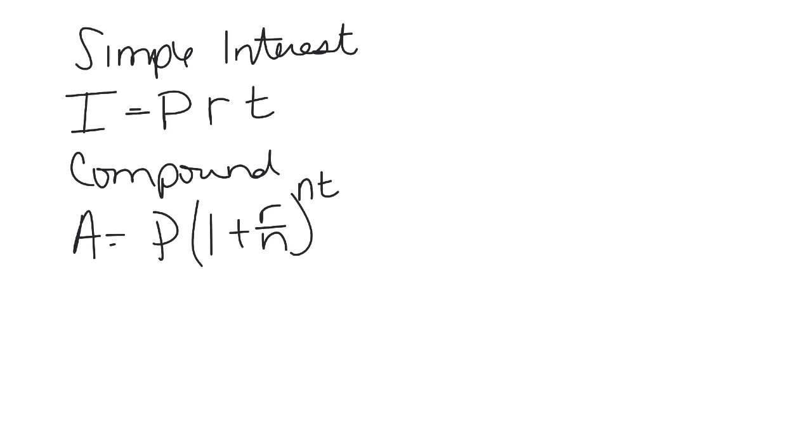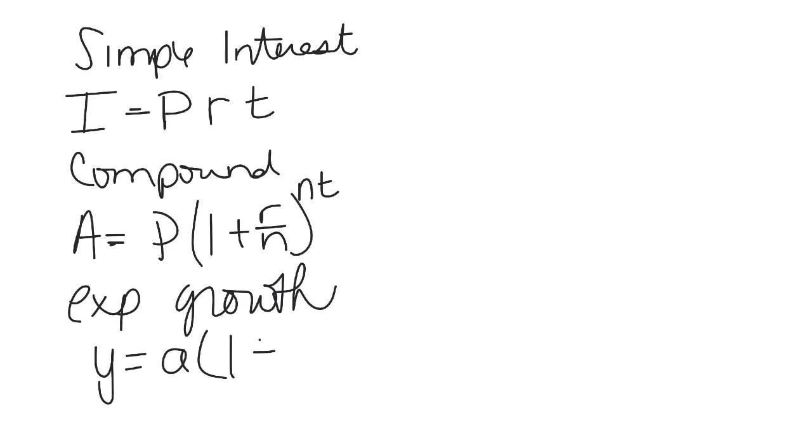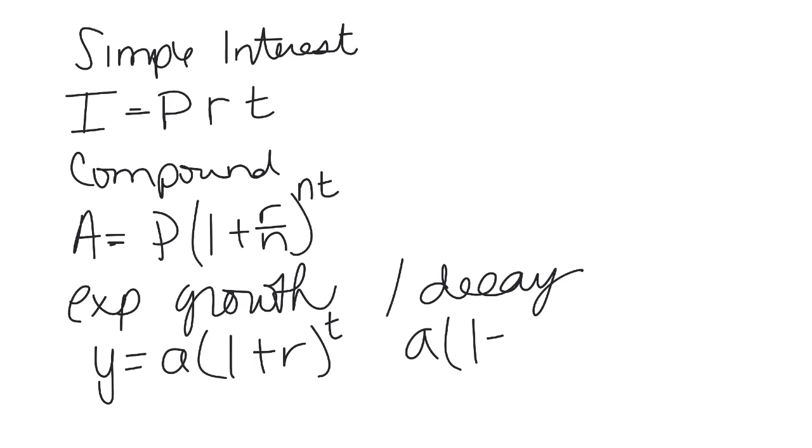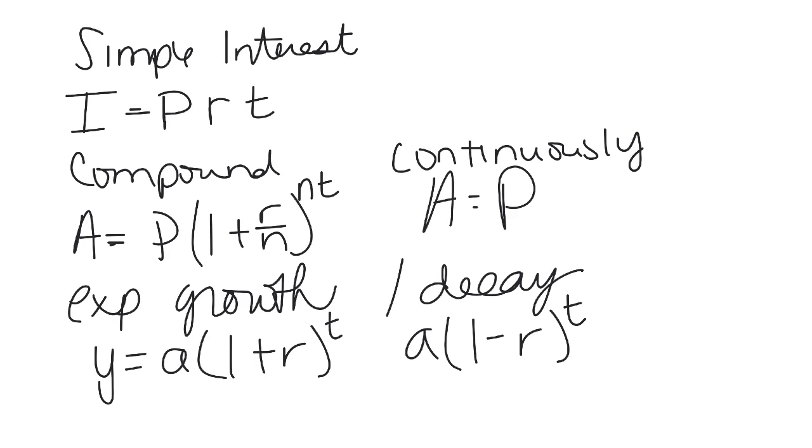N is the number of times it's compounded. We have exponential growth, which is Y equals A times 1 plus R to the T. And then we have decay, which is A times 1 minus R to the T. And then you have compound continuously, A equals P e to the RT power. So make sure you have these memorized.